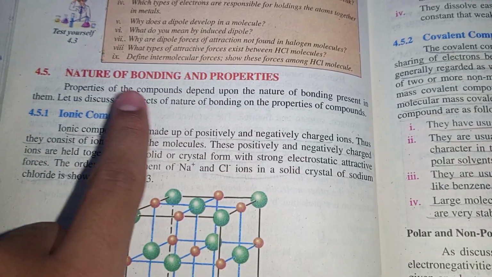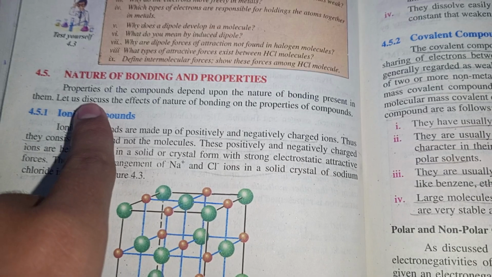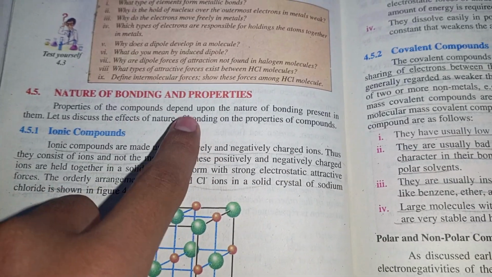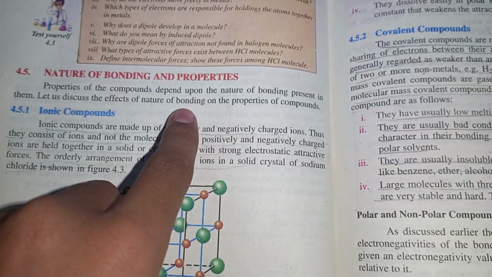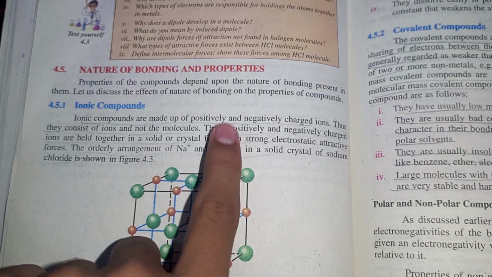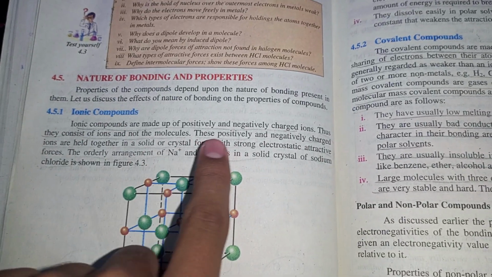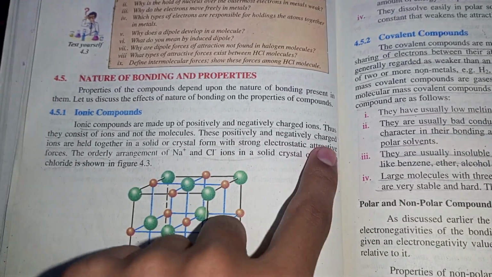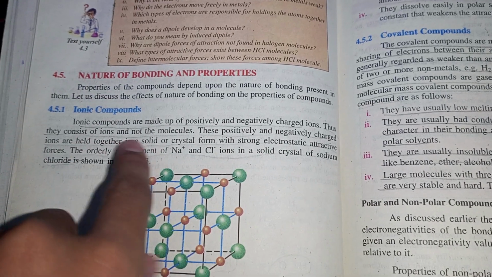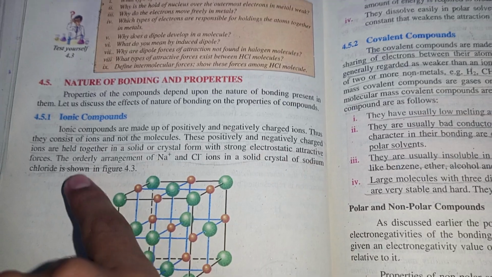Bonding and properties. Properties of the compound depend upon the nature of bonding present in them. Let us discuss the effects of nature of bonding on the properties of compounds. Ionic compounds are made up of positively and negatively charged ions. Thus, they consist of ions and not molecules. These positively and negatively charged ions are held together in a solid or crystal form with strong electrostatic attractive force.